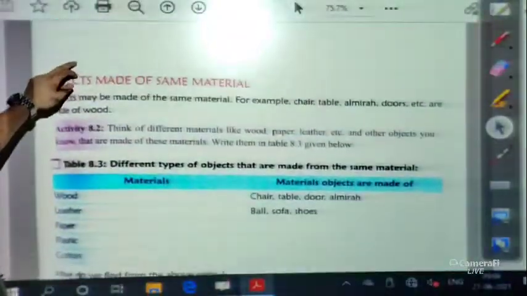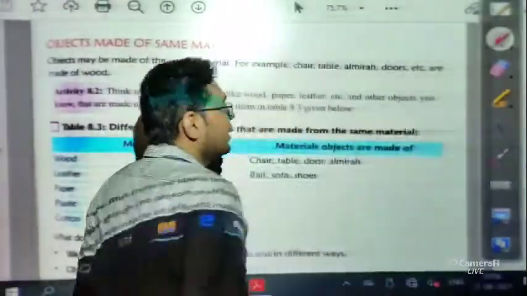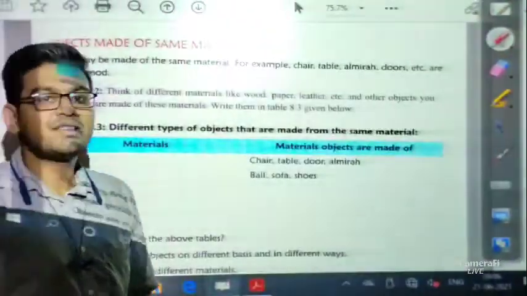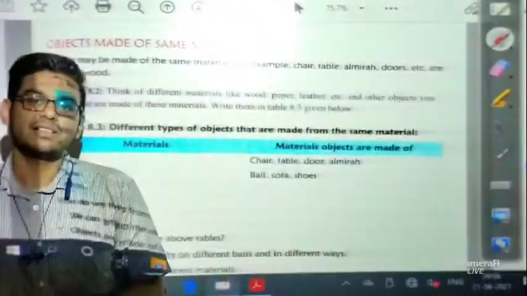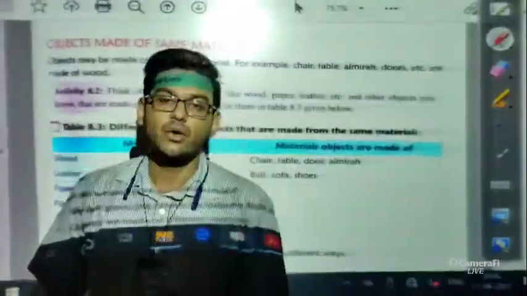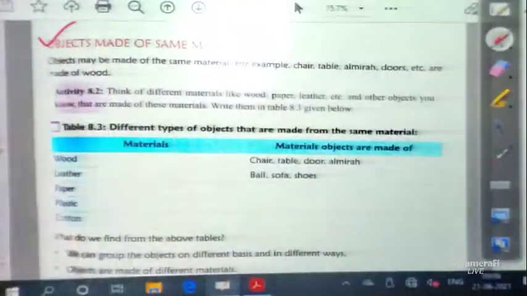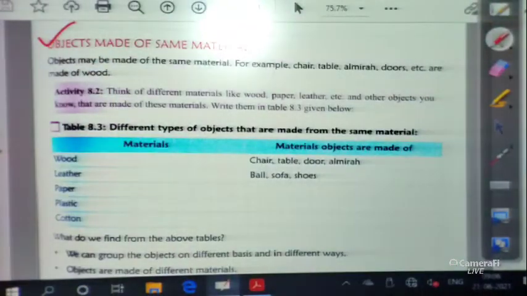Let us move to the next one then, objects made of same materials. In the previous table, what have we discussed? We have discussed the objects that are made of different kinds of materials. Now in this table, students, we are going to discuss objects made of same materials. That means there are many objects which are made of the same materials. Let us discuss this.